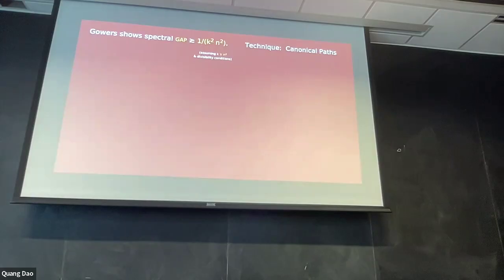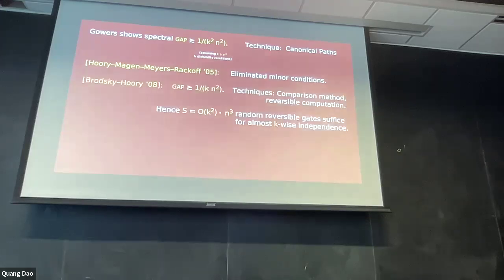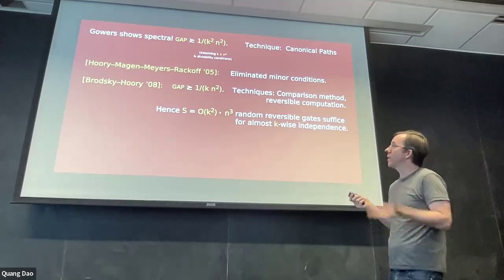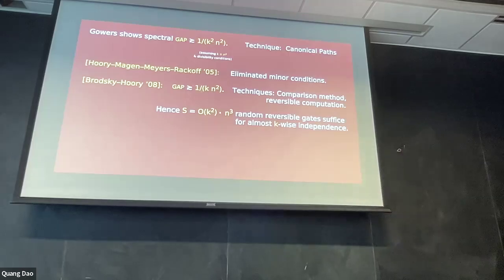Okay, so then other people made some improvements. This particular paper, Gowers, Myers, Rakoff, basically got rid of all these minor conditions here. So it worked for every k and every n, this same bound. And there's a very great paper by Brodsky and Hoory where they improved the gap to show that it's larger, like 1 over k times n squared. Using the comparison method like coupling and some ideas from reversible computation, a field studied by physicists. In particular, that means that you take still n cubed, but times k squared many random gates. This suffices for almost k-wise independence.